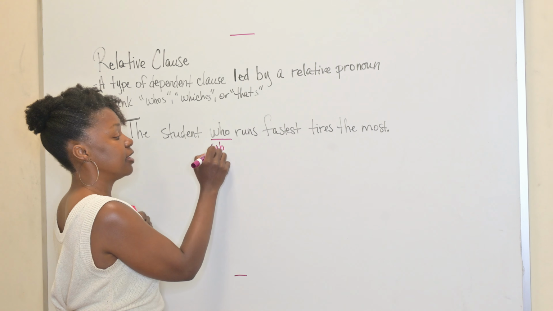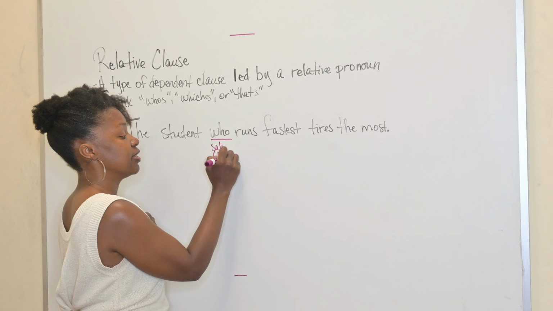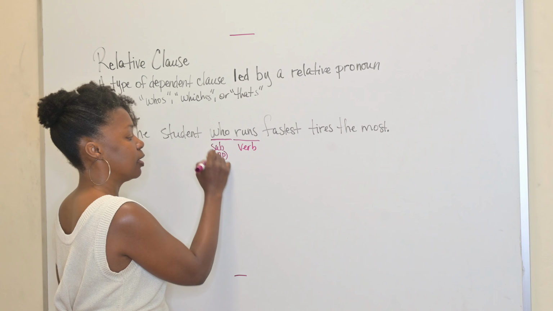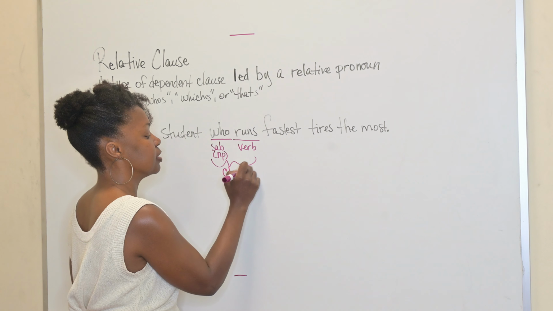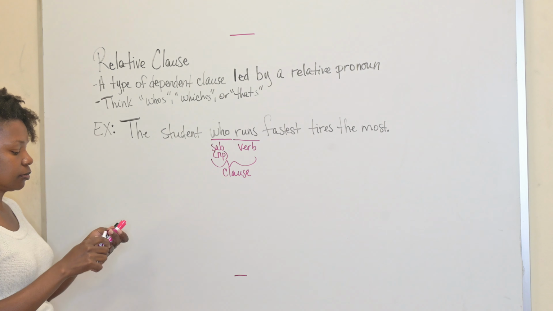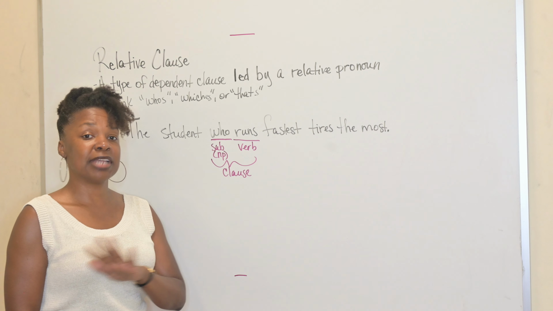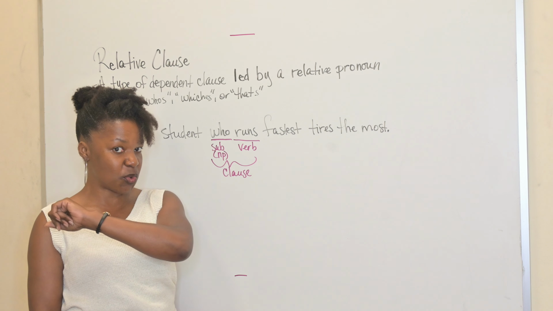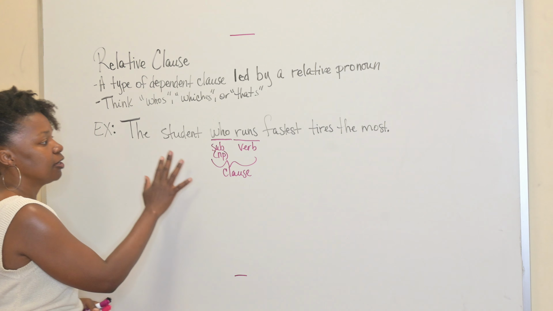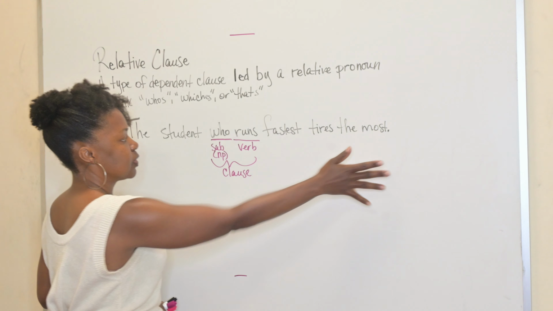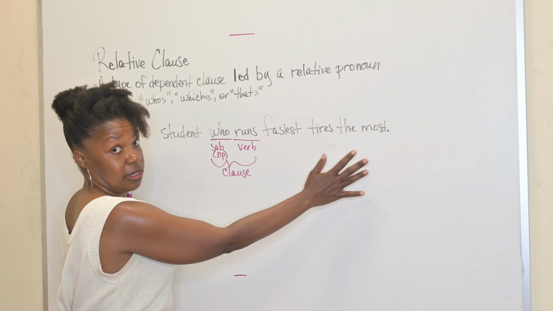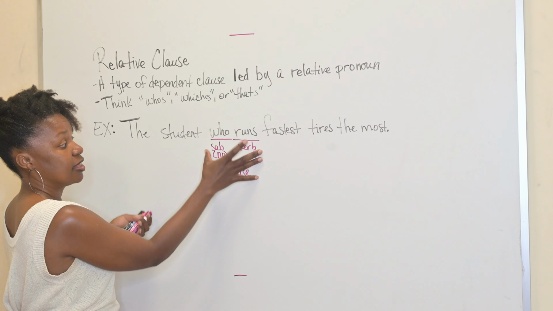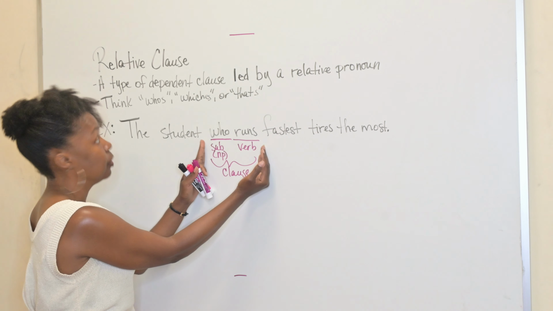So this pronoun is a noun phrase, and it's a subject because it precedes this verb. So we have a clause here. All right. Later on, we'll talk about bound and non-restrictive relative clauses. Right now, we're just doing an introduction. So I know you have some questions. Hold tight. Okay. The student who runs fastest tires the most. This is a clause embedded in a larger independent clause. Okay? But just know that this is the meat of your relative clause.